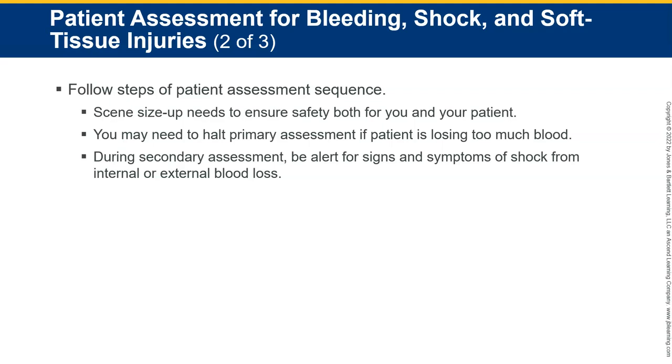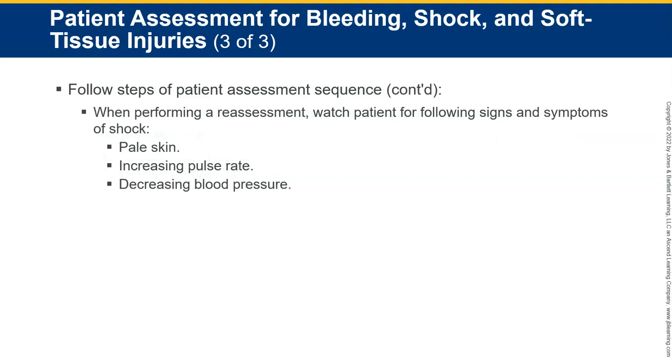So during secondary assessment, we need to be alert for any signs and symptoms of shock from internal or external blood loss. What we did with our primary was stop the bleeding. And in secondary, we need to think about how much blood they lost. Are we noticing some level of consciousness changes? Are we noticing some skin color changes, some vital sign changes? Those kinds of things.